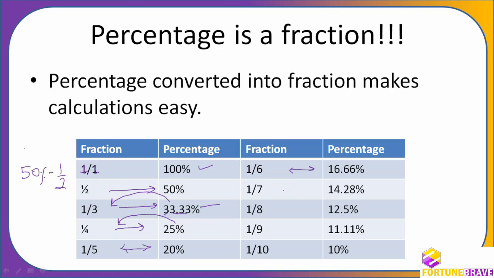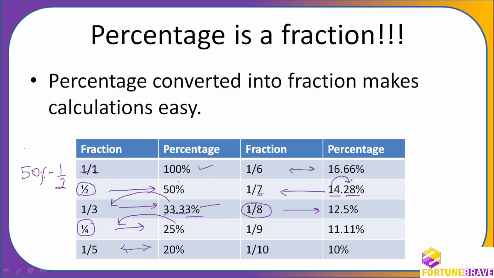1 by 7. 1 by 7, how do you remember? 7 double is 14 and 14 double is 28. So whenever 1 by 7 comes, or 14.28 percentage comes, then you have to understand that it is 1 by 7. Right? 1 by 8 is 12.5. When we come to 1 by 8, we are going to discuss something also. See here, if you observe 1 by 2, 1 by 4 and 1 by 8, there is a pattern here, which will be very, very helpful for us to solve the questions later.